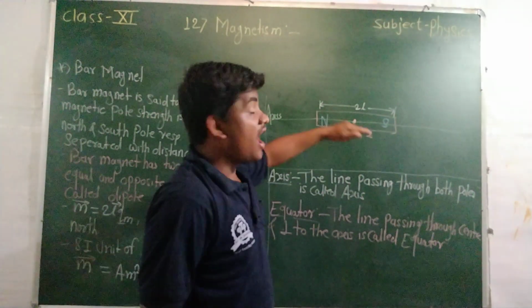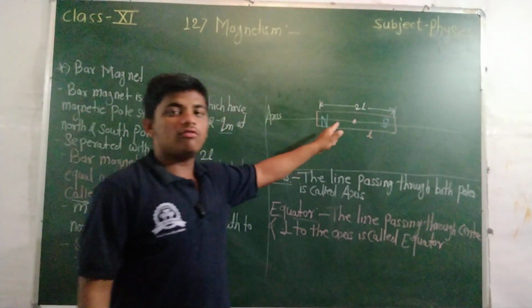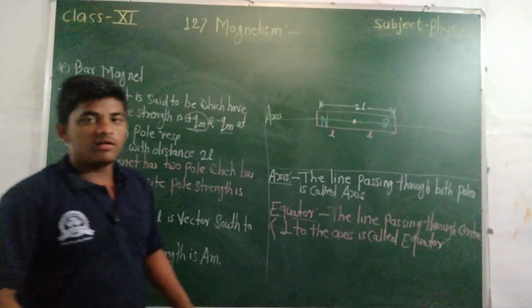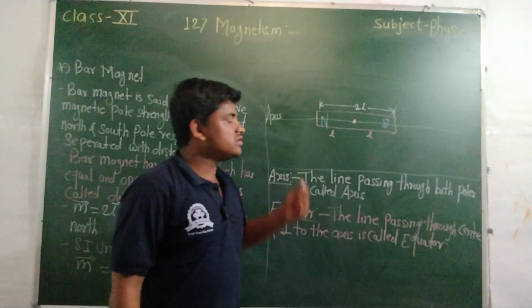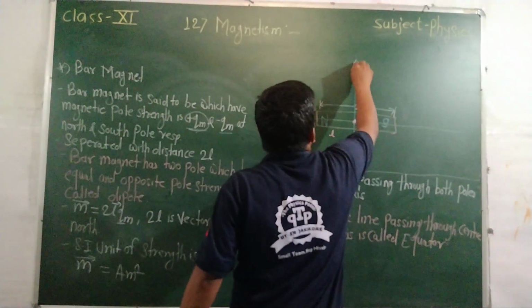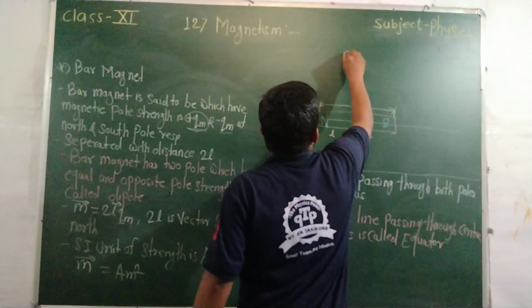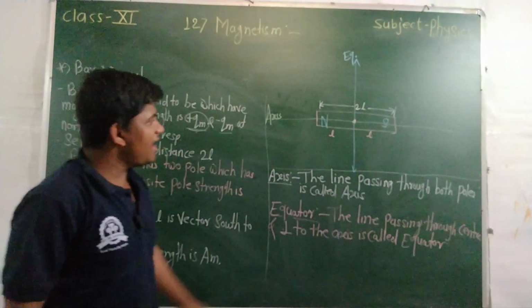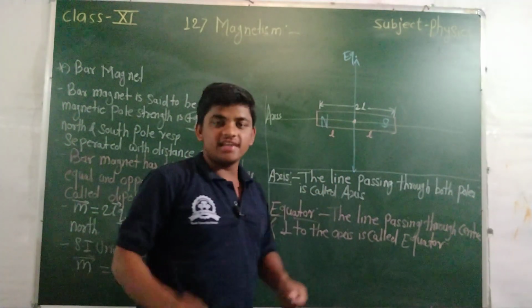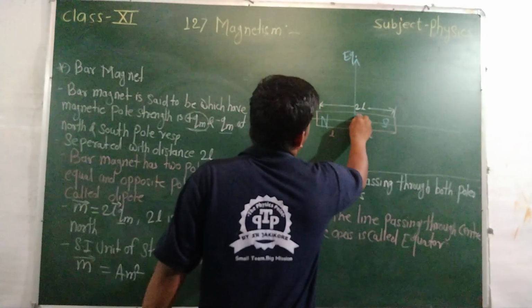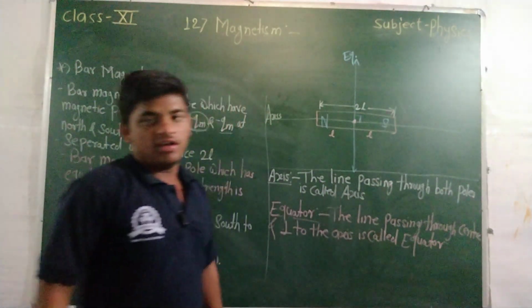The axis is horizontal. I will draw a perpendicular to the axis, that is a vertical line at exactly 90 degrees, the angle between the equator and the axis, and they pass through the center. This is the equator. The line passing through the center of the bar magnet and perpendicular to the axis is called the equator.